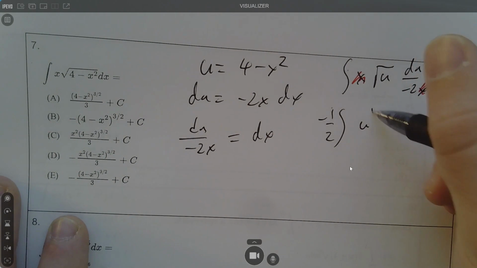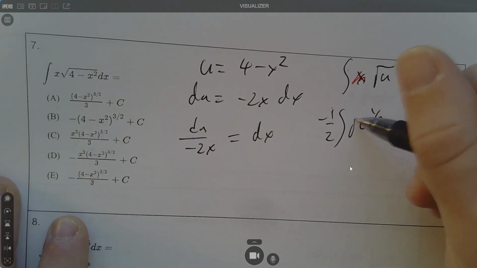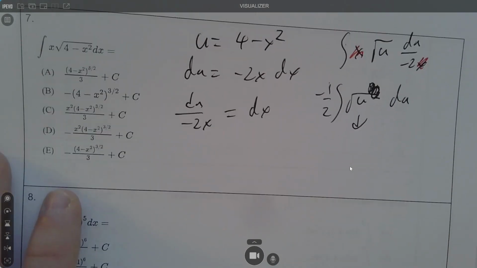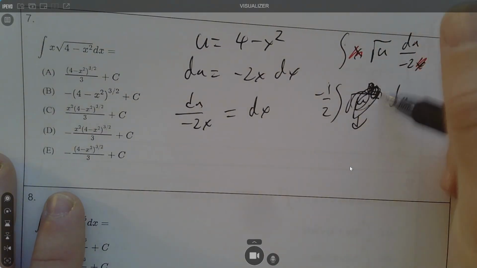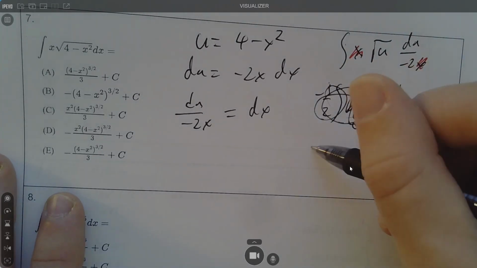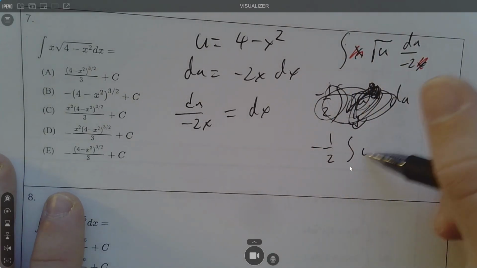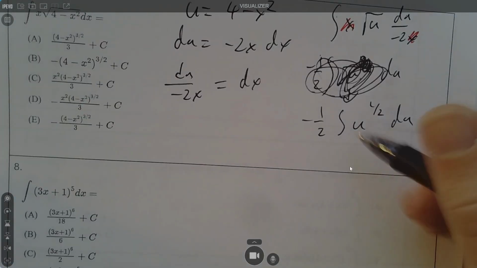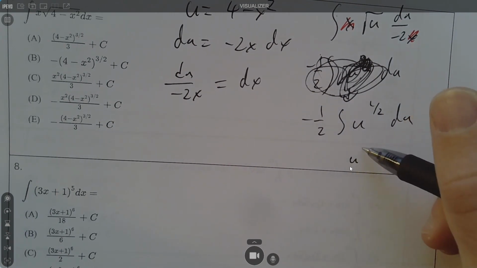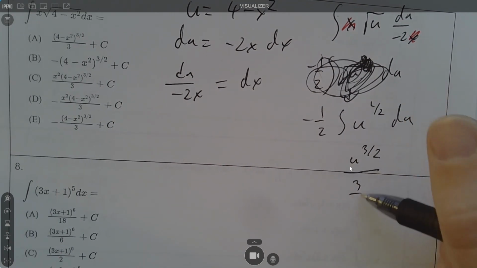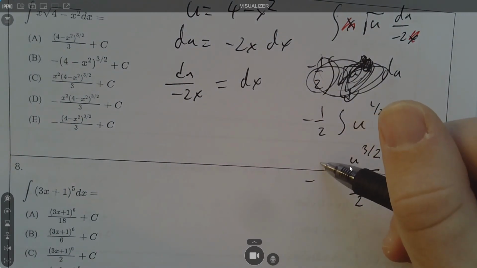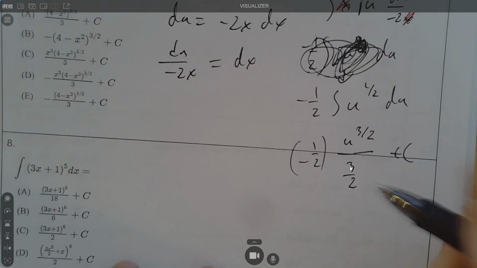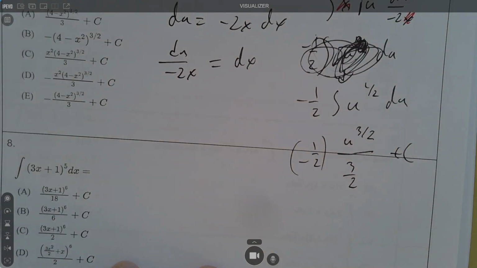And we'll rewrite this as u to the 1/2. No, I won't. I'll leave it as root u, because I know the derivative of that. Sorry, no. Sorry, cut this. I do want to convert it. Negative 1/2 integral u to the 1/2. I was thinking of the derivative instead of the antiderivative. When we anti-differentiate this, it's going to be u to the 3/2 over 3/2 with a negative 1/2 in front, plus c.